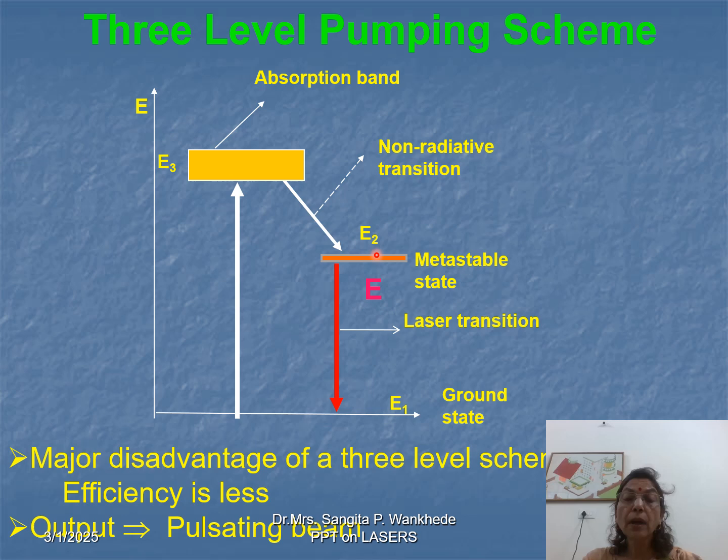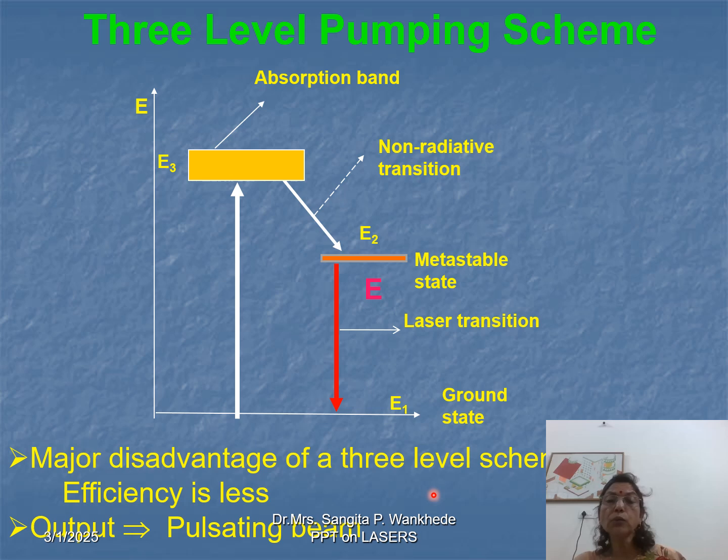Here atoms will stay there for a longer time and population inversion will be achieved. Then one of the spontaneously emitted photons will trigger the stimulated emission, and laser transition will start, meaning the laser beam will be produced.